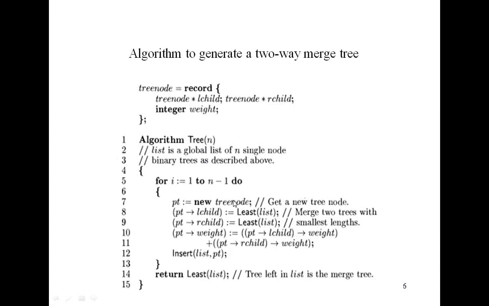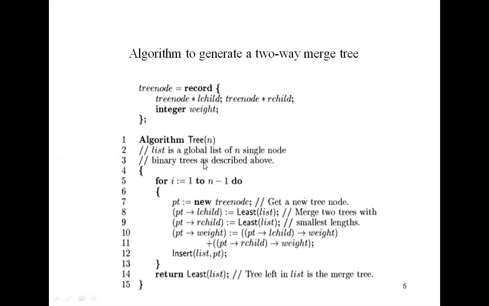So new tree node, and what is the meaning of this one? Get a new tree node, that is represented with PT. Now see the left child of PT and right child of PT. We are always taking the least element in the list. So merge two trees with the smallest length, always taking the smallest length files. So we are merging those trees to get the minimum cost, optimal cost binary tree.